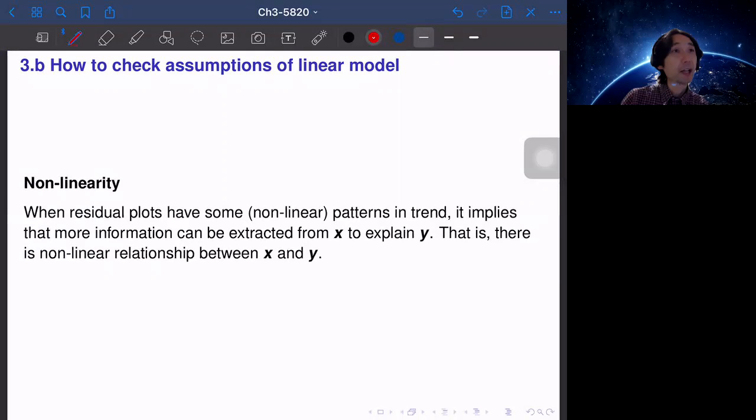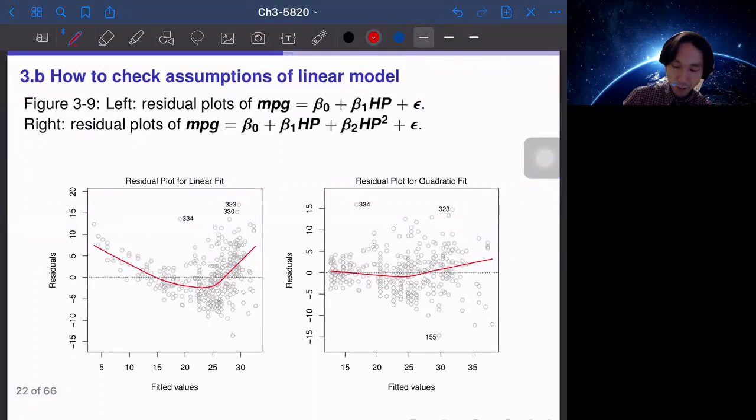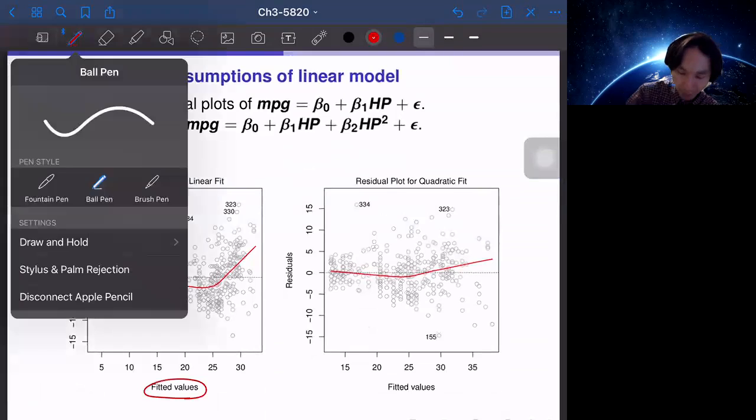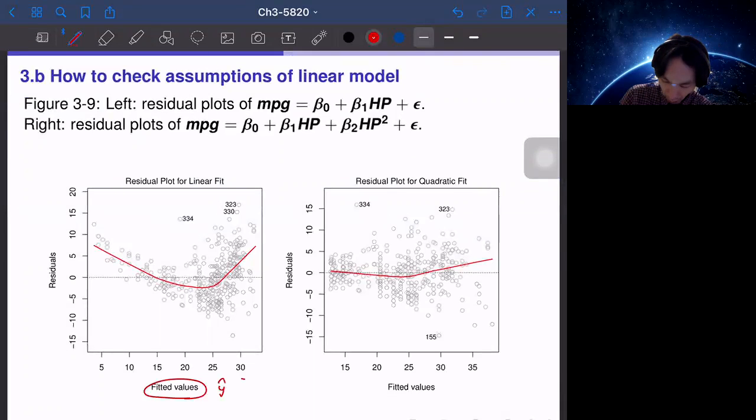Okay. So at first, the non-linearity. How to check non-linearity? When residual plots have some pattern or trend, then it implies that more information can be extracted from X to explain Y. So, example here. This is the residual plot. This is the fitted value, Y hat, and residual epsilon hat.